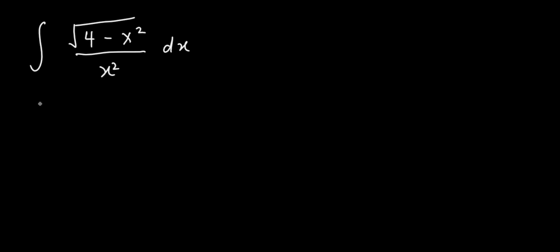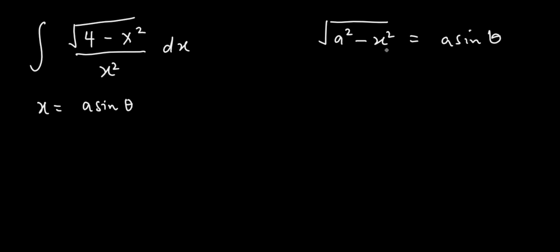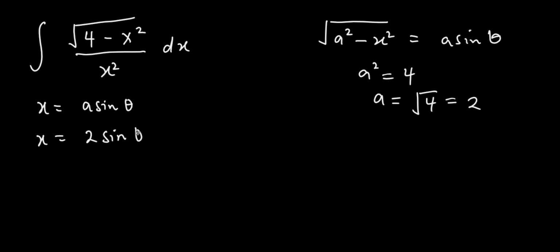We need to set x equal to a sine theta. And of course, we know if we have the square root of a squared minus x squared, we have to set x equal to a sine theta. In this case, our a squared is equal to 4. Then what will be our a? A will be the square root of 4, which is equal to 2. So we have to say x is equal to 2 sine theta.